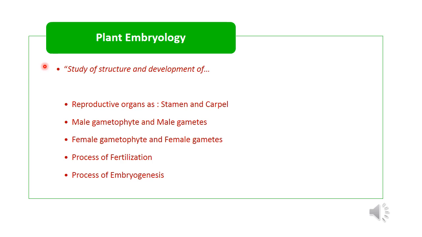First, plant embryology. It is discussed as the study of structure and development of reproductive organs like stamens and carpel, male gametophyte and the development of male gametes, female gametophyte and the development of female gametes, process of fertilization, and at the last, process of embryogenesis.